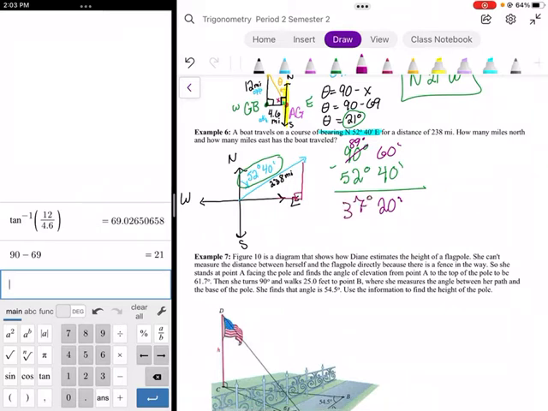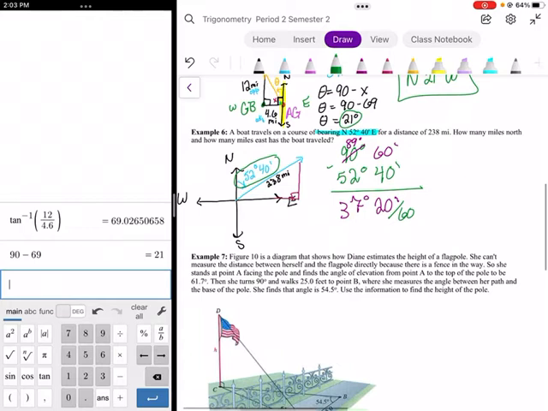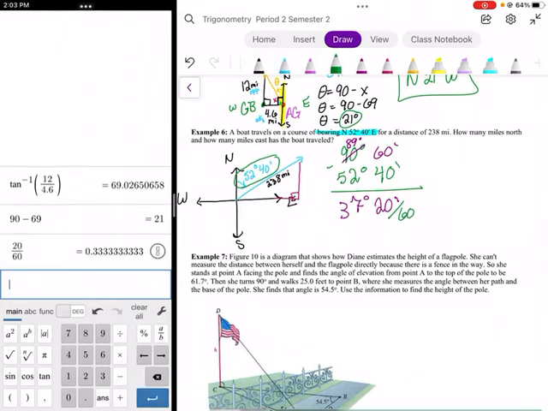So we're going to have 37 degrees and 20 minutes. And to type this into our calculator, we need this to be in degree decimals. So I'm going to divide this by 60. And we're going to get 37.3 repeating for our degrees down here.